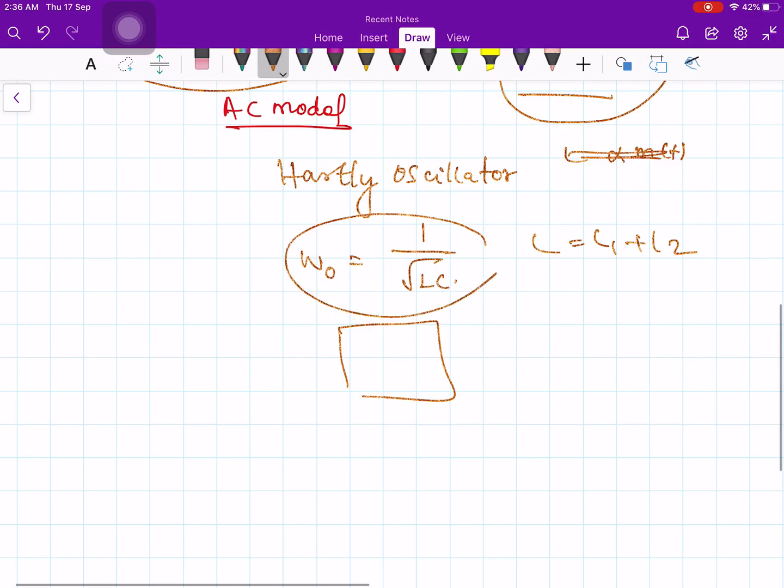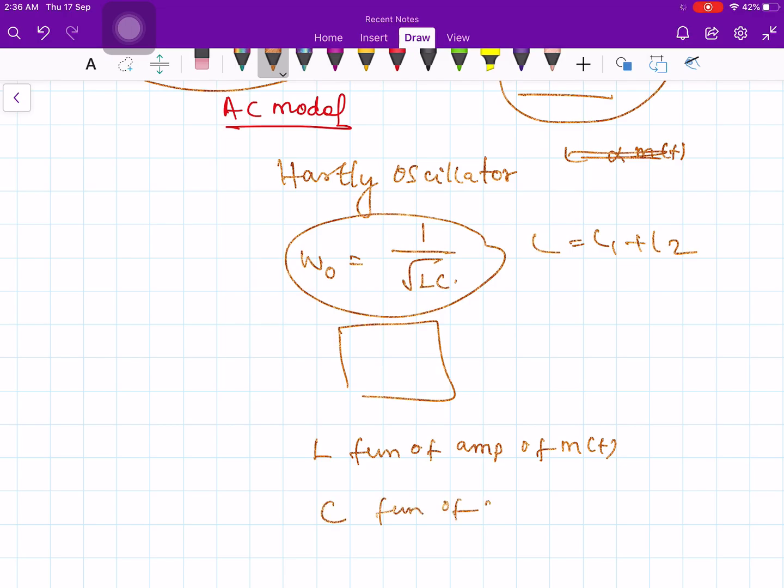Because this is my resonant frequency oscillation, you make L as a function of the amplitude of M of t, or you make C as a function of the amplitude of M of t. Okay, therefore if you do that, then 90% of the job will be over.